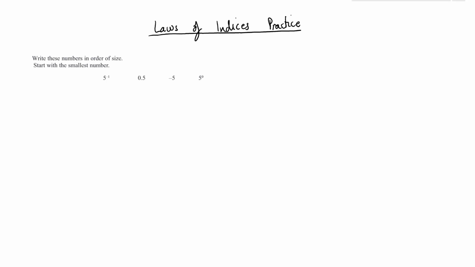But what would 5 to the minus 1 be equal to? If you remember from the revision video, if we have anything to the power of minus 1, it becomes 1 over that number. And this would become 1 over 5. And 1 over 5 is just 0.2. So I'm just going to write this here. This is equal to 0.2. This is 0.5. This is minus 5. And if you also remember, x to the power of 0 gives you 1. No matter what number it is, this is always equal to 1.